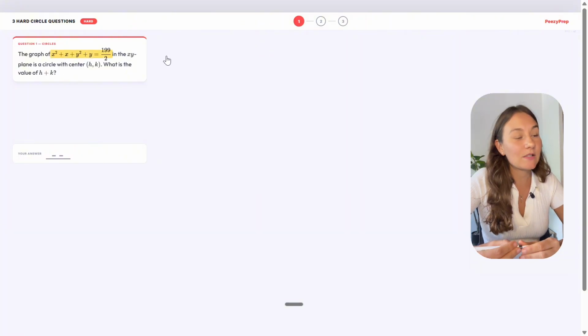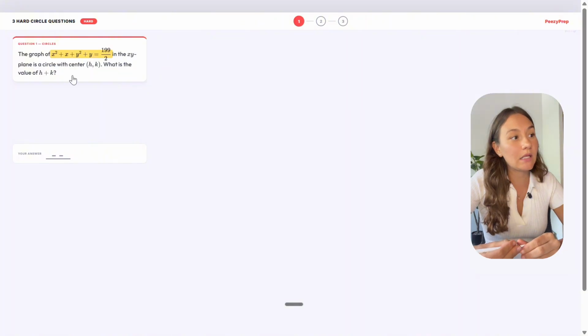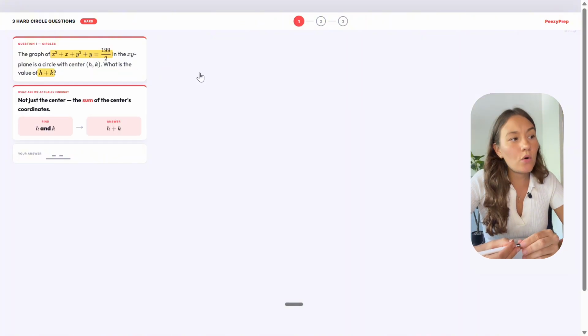X squared plus X plus Y squared plus Y is equal to 199 over 2. We're told the center is at H comma K, and we're asked to find the value of H plus K. Okay, so what are we actually looking for? We're looking for the center, and not just the center, we're going to be summing the center's coordinates, right? So we have to find the center of the circle.